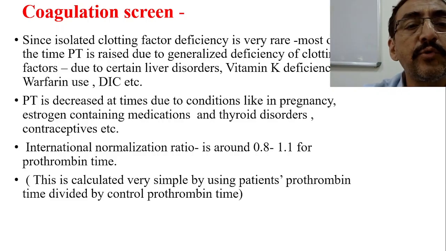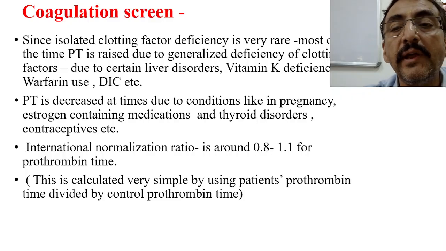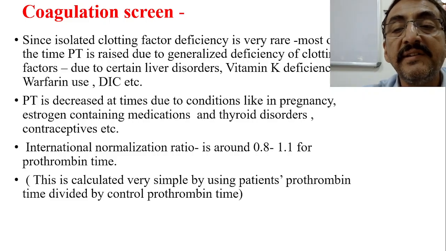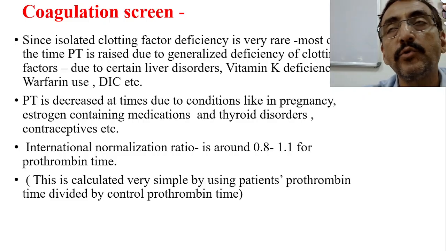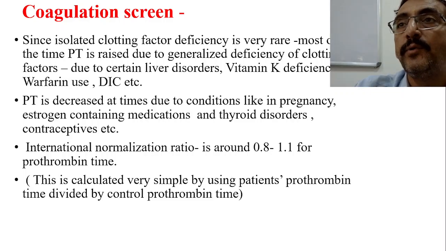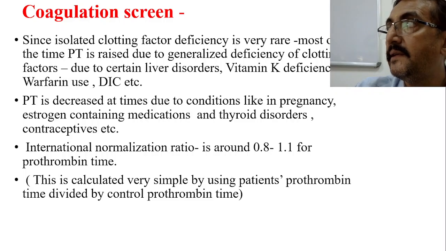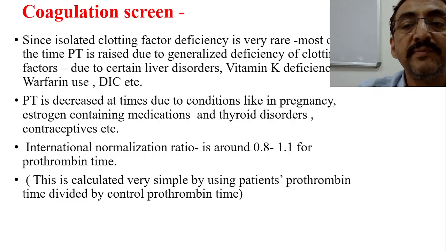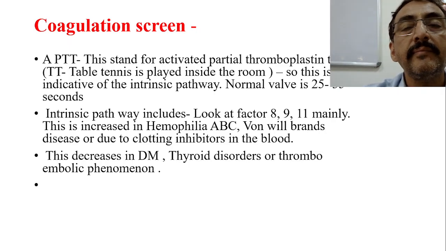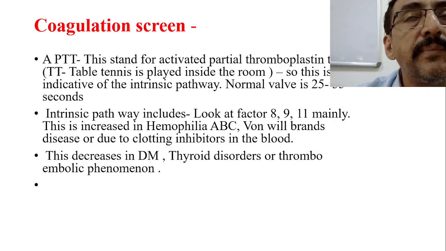The international normalization ratio, INR, is around 0.8 to 1.1 for prothrombin time. How is the international normalization ratio calculated? It is very simple: the patient's prothrombin time divided by the control prothrombin time. We have a control prothrombin time, and we put the patient's blood there, see the patient's prothrombin time, and then give the result. So this is all about the extrinsic pathway.